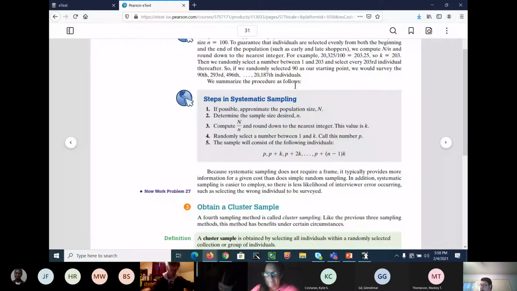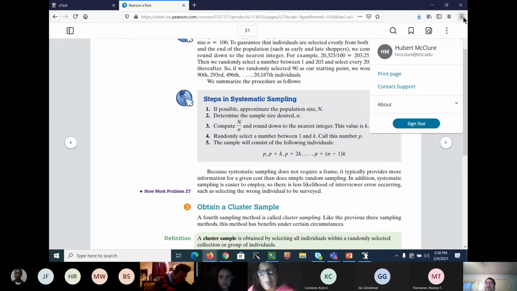All right. P plus K, P plus 2K, and so on. That means all the way up to P plus (n minus 1) times K. P, P plus K, P plus 2K. It's not a point, that's a comma. I'm sorry, it's so tiny. Hold on a minute, I'll make it bigger for you.